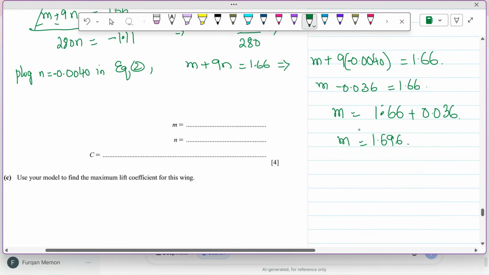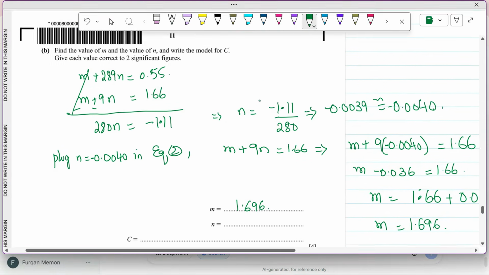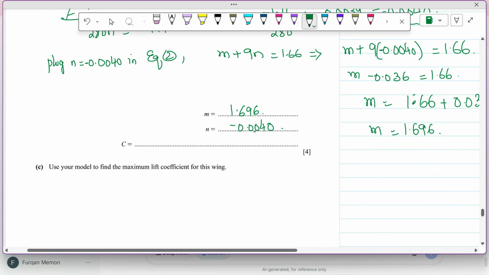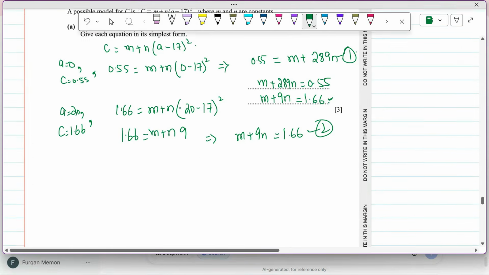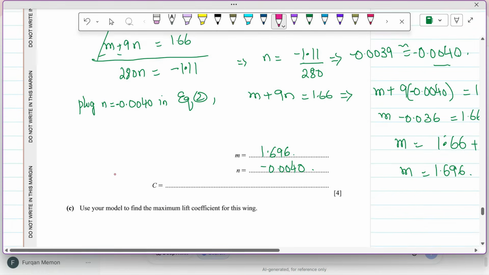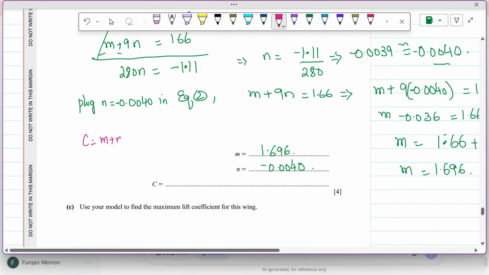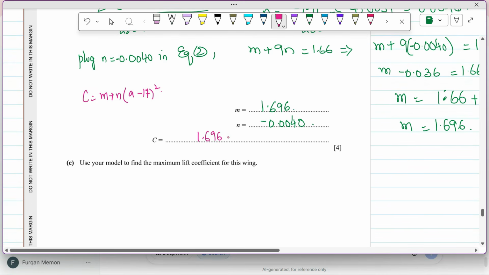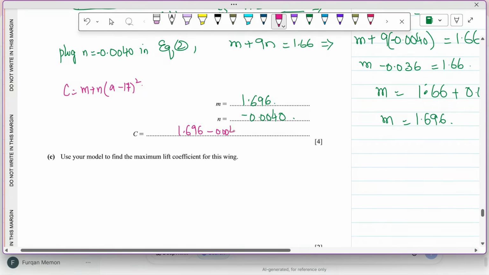So we have calculated the value of m, which is 1.696, and n is negative 0.0040. When we plug these m and n into the equation of lift coefficient, we have C equals m plus n times (a minus 17) whole square. Plugging in m and n, m is 1.696 and n is negative, so this will be negative 0.0040 times (a minus 17) whole square.